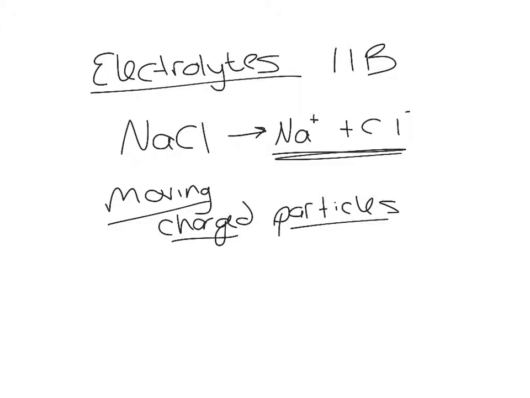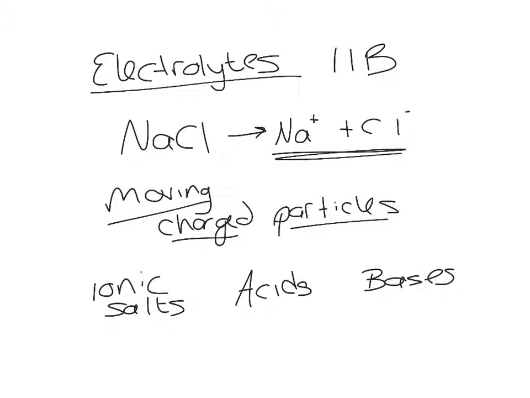So there are three types of things that have moving charged particles. Things that are ionic or ionic salts, acids, and bases. You'll see acids and bases on table K and table L in your reference table. So if it's on there, it's an electrolyte because it has moving charged particles.